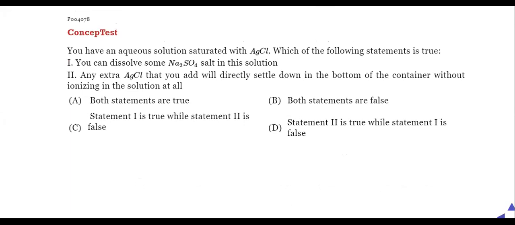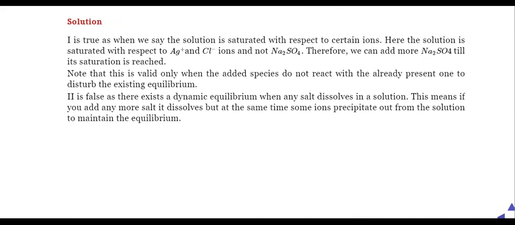Now think about this. Na2SO4, does it have anything to do with AgCl? Tell me. Na2SO4, will it have any effect on AgCl? So obviously I can say that the solution is saturated with respect to Ag plus and Cl minus, not Na2SO4. Yes or no? If I would have given Ag2SO4, then the question would have been different, right? But I'm giving Na2SO4. The ions present in Na2SO4 are completely different from AgCl. So it will not have any effect on AgCl, and it will dissolve until the new equilibrium is reached with respect to this. Okay, everyone? That's why statement 1 is true, and statement 2 is false.